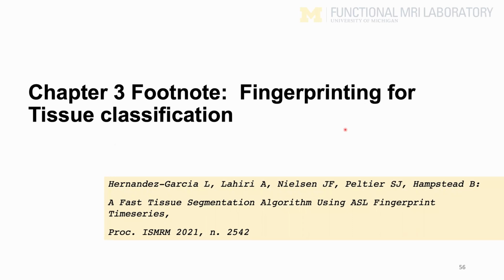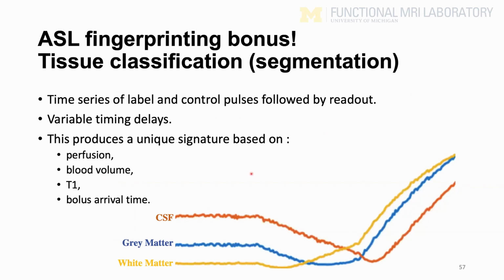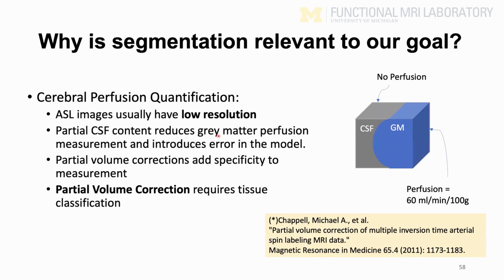There is a nice side effect to this PCASL fingerprinting, and it turns out that it's great for tissue classification. If you track the signals of the different gray matters, you see how they look very different. So this should make it very easy for us to identify what's CSF, what's gray matter, and what's white matter. And we were able to do that mostly because we're interested in doing partial volume corrections, which are becoming much more increasingly important and playing a role in ASL.